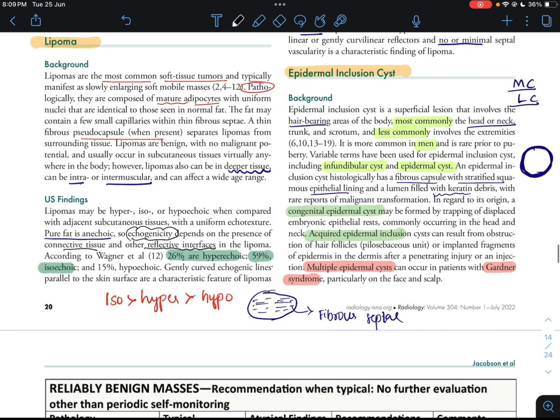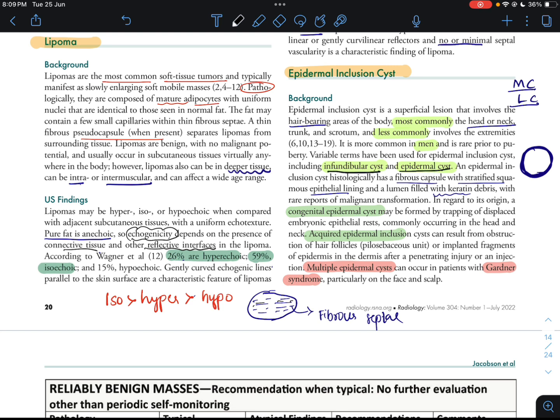The next one will be the epidermal inclusion cyst, and this is most commonly seen in the hair bearing areas in the body, that is in the head and the neck region, trunk and the scrotum region. Less commonly we can see these in the extremities, and they are more commonly seen in men. These are also known as infundibular cyst or epidermal cyst.